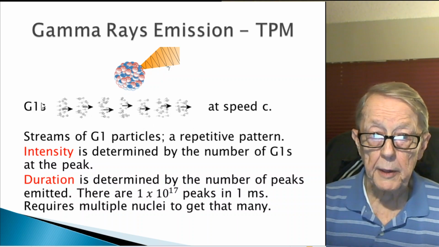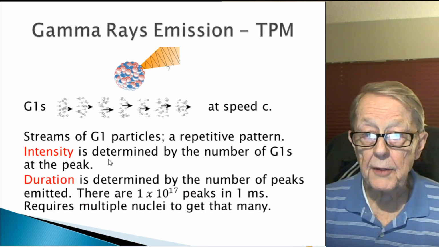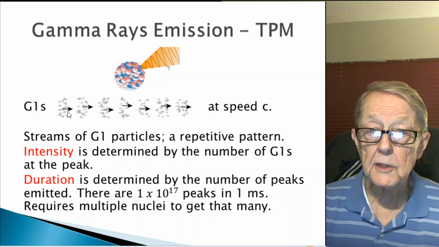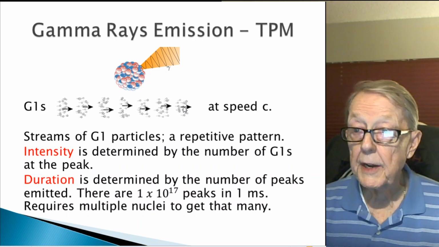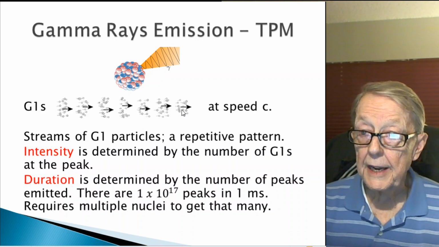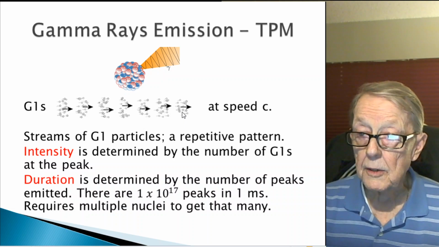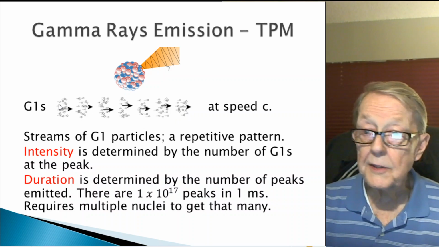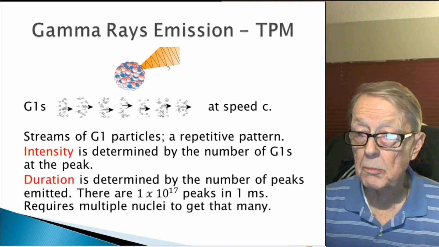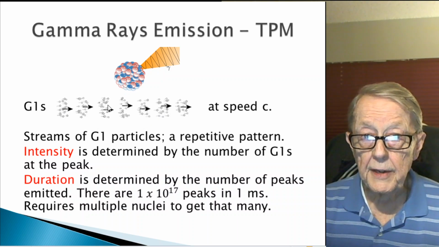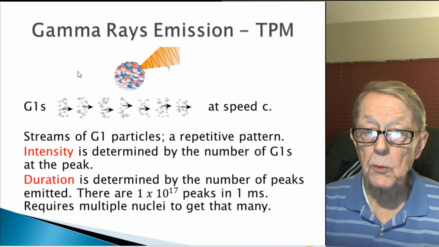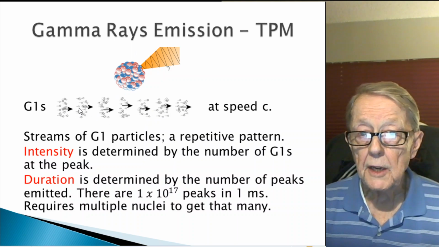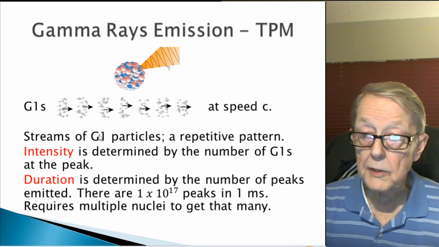Streams of G1 particles with a repetitive pattern. The intensity is determined by the number of G1s at the peak. If you have very few here, it's not very intense. If you have a lot of G1 particles, it's very intense. You can imagine if you have a gamma ray detector, when this peak hits it with a large number of G1 particles, you're going to get a strong signal at that detector. By the way, they can lose their intensity as they travel, because these are coming from millions of light years away. When you have an incidental collision between the G1 particle field that I talked about before and this stream, you could lose a few of these particles, and the intensity decreases over distance.